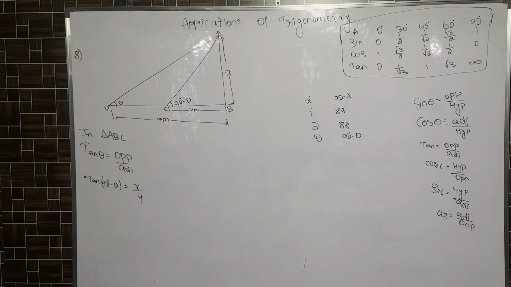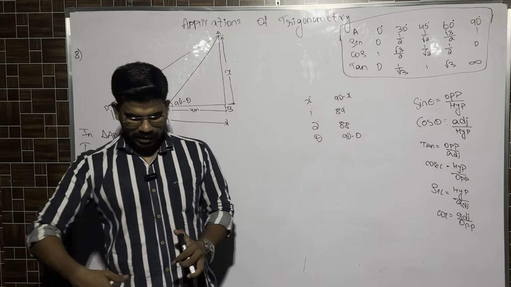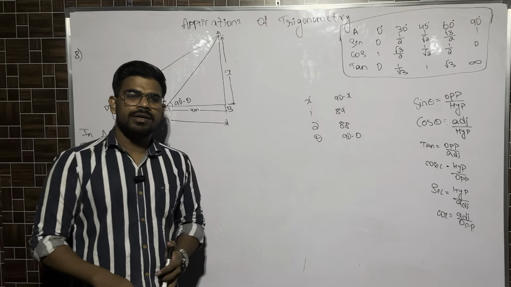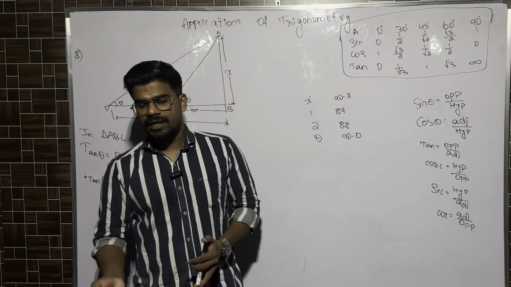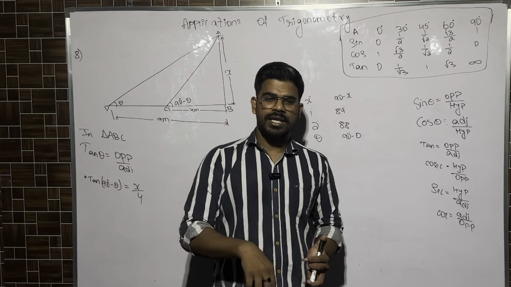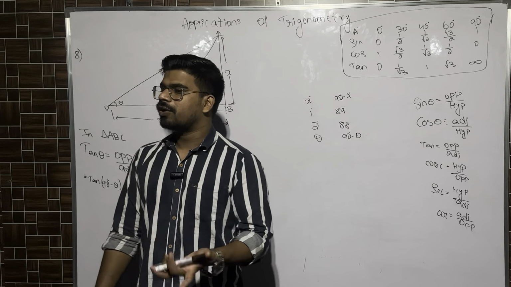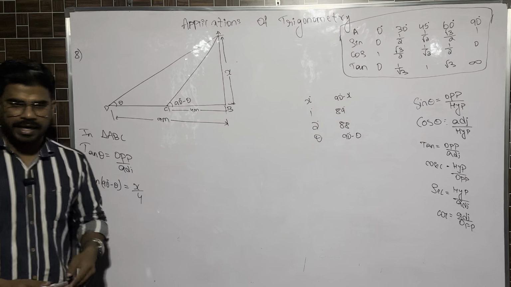In the complementary angles, in exercise 11.3, you must have studied: sin 90 minus theta is cos theta. Cos 90 minus theta is sin theta. Secant 90 minus theta is cosecant theta. Cosecant 90 minus theta is secant theta. Tan 90 minus theta is cot theta. Cot 90 minus theta is tan theta. These are complementary angles. Right.